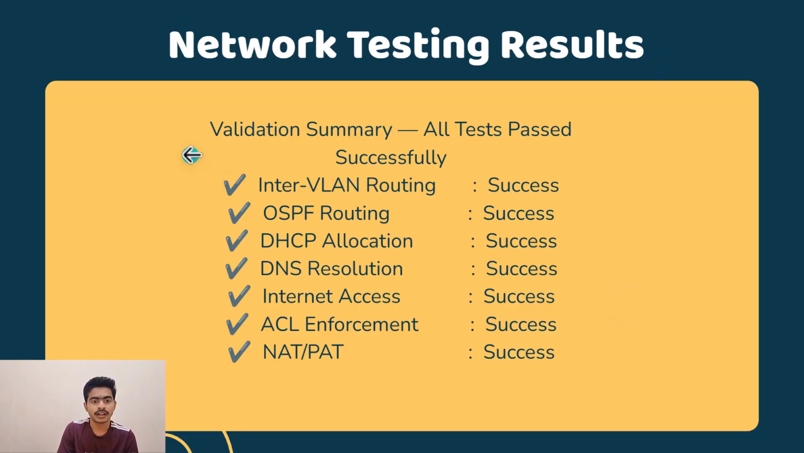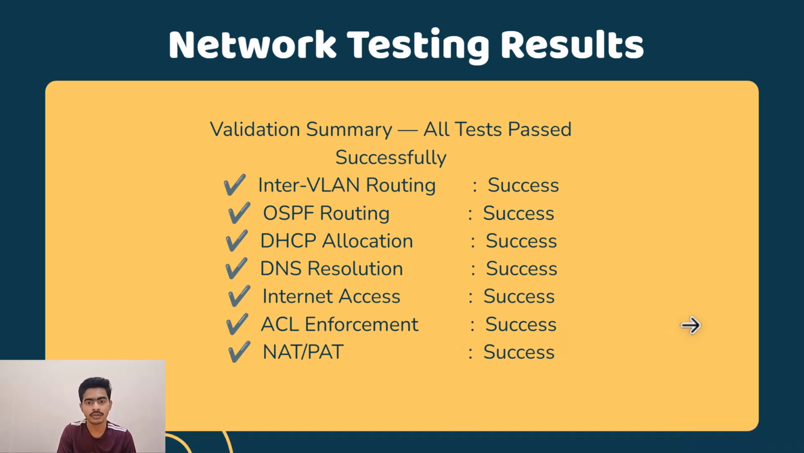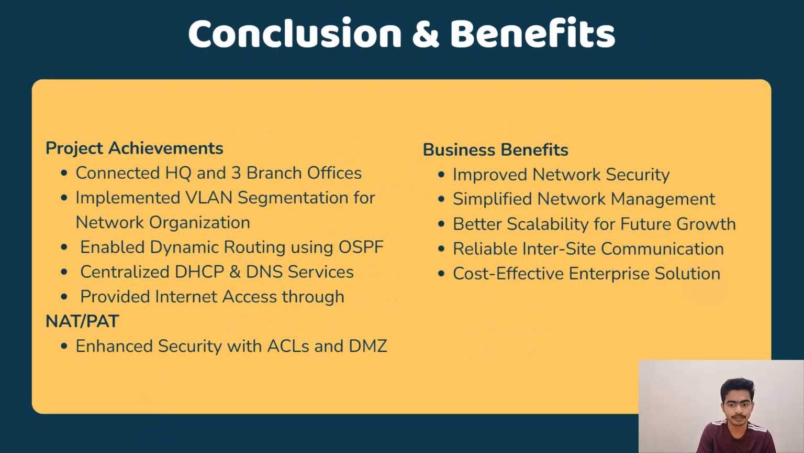At the last, here we have the testing results. After setting up the network, we have tested inter VLAN routing, OSPF routing, DHCP, DNS. Also, we have checked the internet and also checked if the ACL is working properly. And also we have checked our NAT and PAT translations. All the tests were passed successfully. This is how we can be sure that our network is functioning properly.